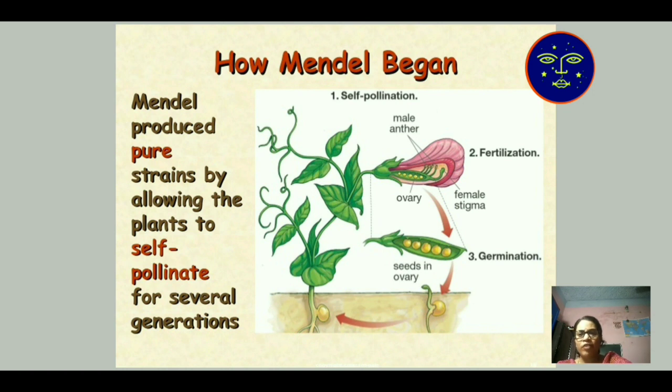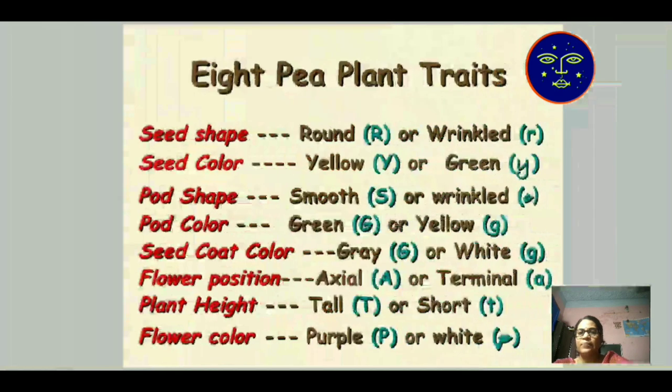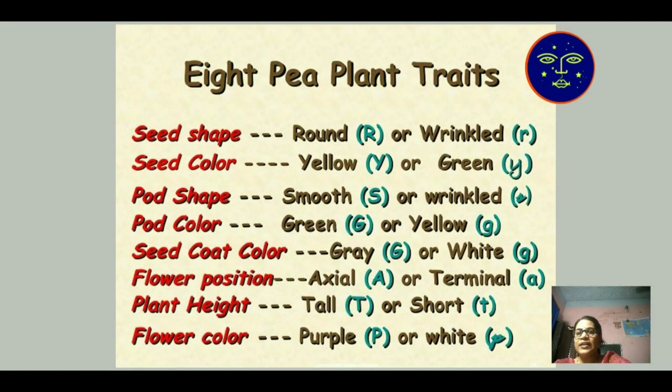Through gametogenesis, the seeds are present in the ovary. After that, the seed germinates and again produces the pea plant. So self-pollination occurs, and this is the beginning of Mendel's experiment. Then 8 pea plant traits were chosen, the 8 characters of the pea plant.